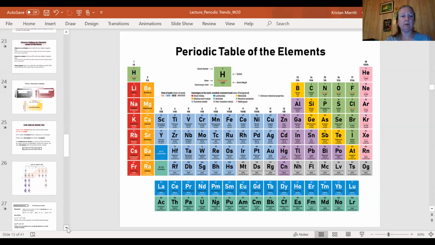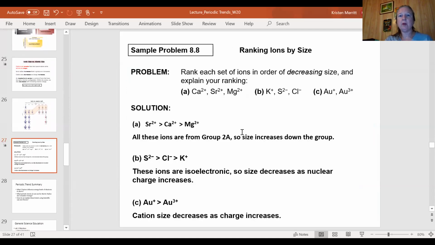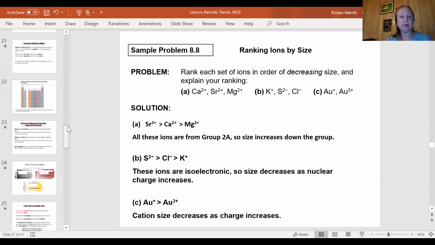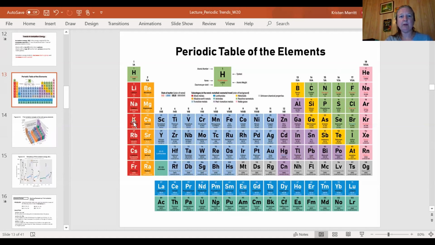So potassium, sulfur, and chloride, however, this lost 1 electron, this gained 2, and this gained 1. So here's your potassium. So your potassium ion goes to argon, isoelectronic with argon. Chloride ion, isoelectronic with argon. And sulfide ion is isoelectronic, which means the one that gained the most electrons, sulfur, is larger than chloride, which is larger than potassium. Potassium is going to be pretty small.